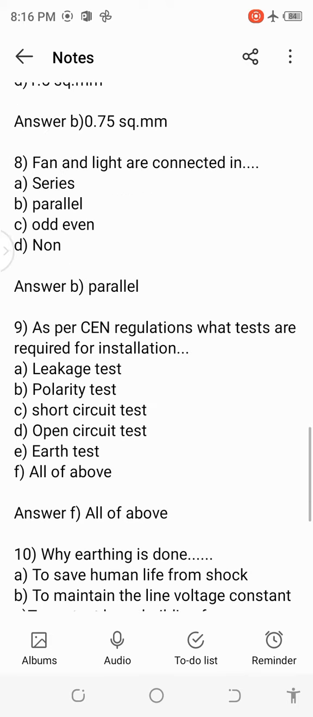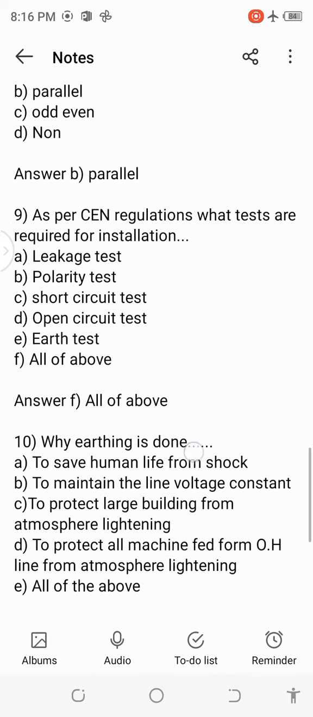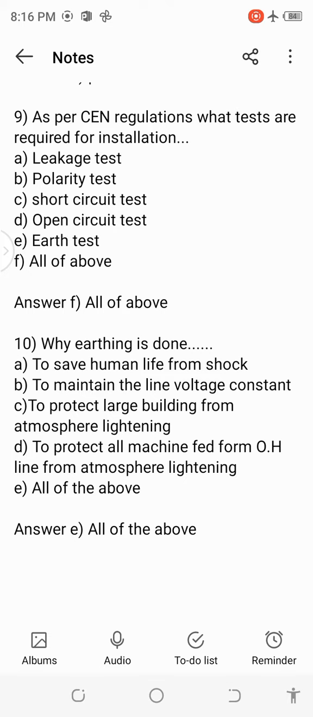9. As per KEN regulations, what tests are required for installation? A. Leakage test. B. Polarity test. C. Short circuit test. D. Open circuit test. E. Earth test. F. All of above. Answer F. All of above.